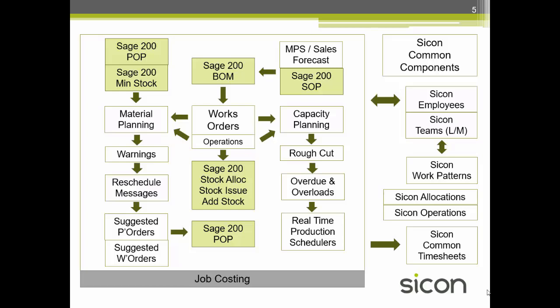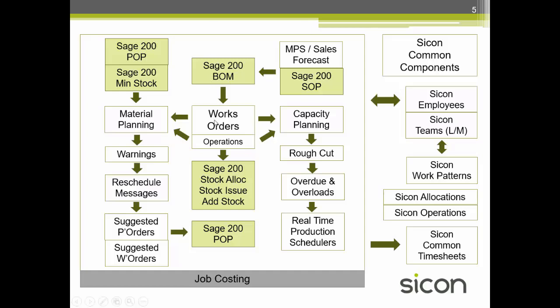So I put a diagram together that explains what the package does. The green elements are Sage 200 elements, just to show where the interactions are happening. And following down through this diagram, really it's starting up here with our sales forecast or sales orders. So in normal processing, a sales order is going to go on. It's going to reference the bill of material in order to generate a works order with the relevant components on and explode out the sub-assemblies. That's also going to generate the operations that are required to complete that works order as well.